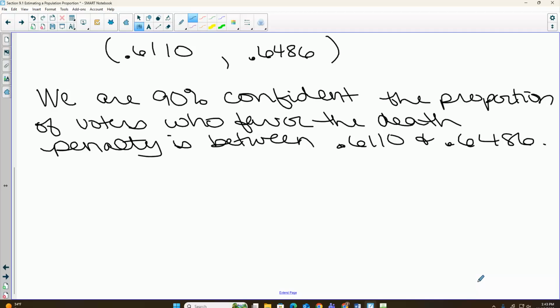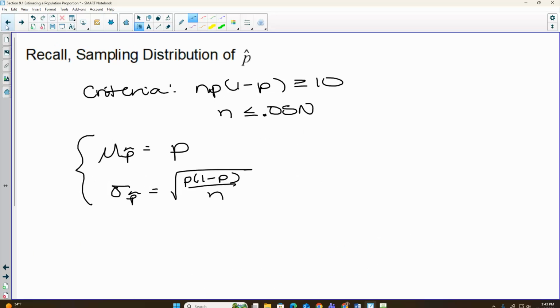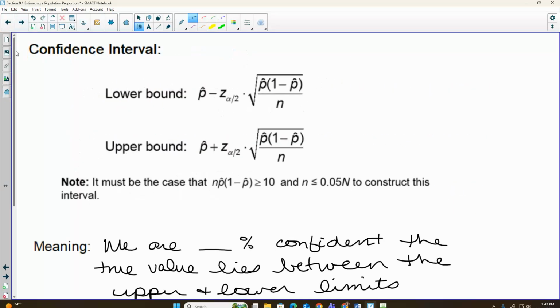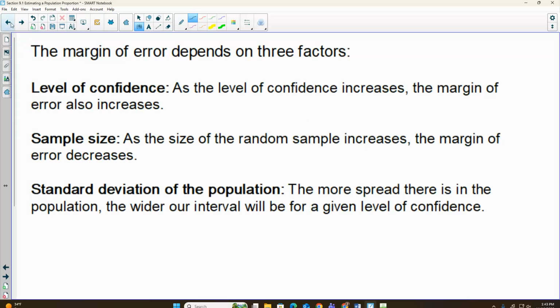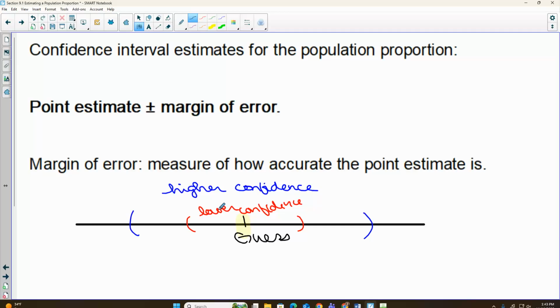If I wanted to up my percent, would my interval get bigger or smaller? If I want to be 95% confident. Where did I draw my picture? Remember, the more, oh, it wasn't on that slide. Didn't I draw a picture at one point? Here. The higher confidence, it's got to get bigger. If I'm going to have 95% confidence, I'm going to need a wider range of values. If I want 99% confidence, it would have to get even bigger. So the higher your confidence level, the bigger your interval needs to be.